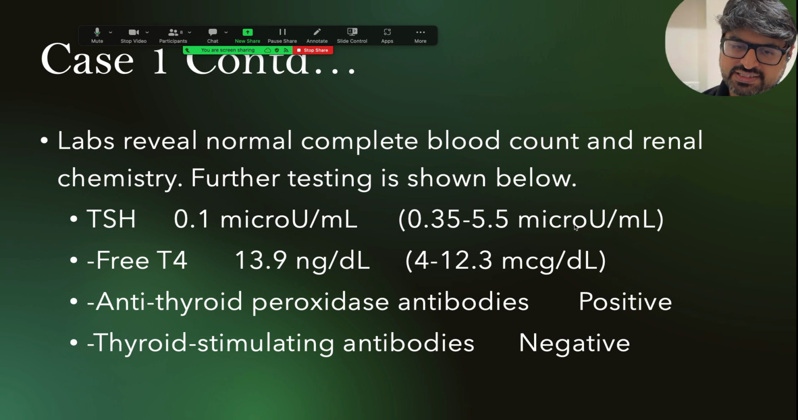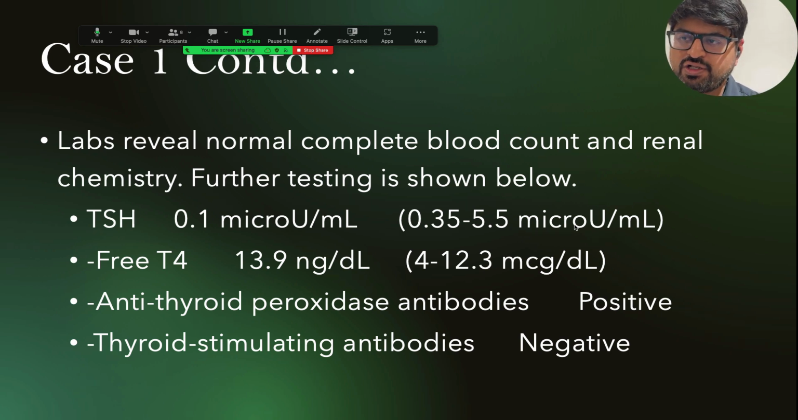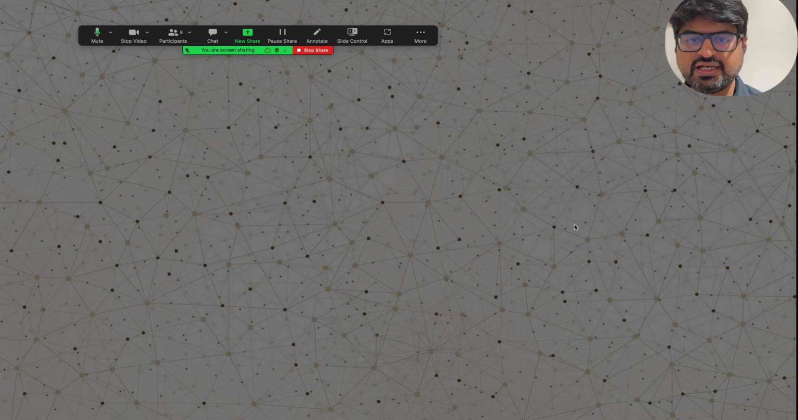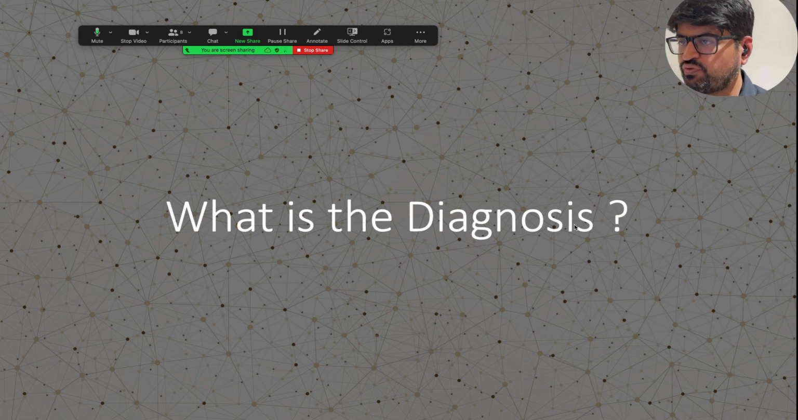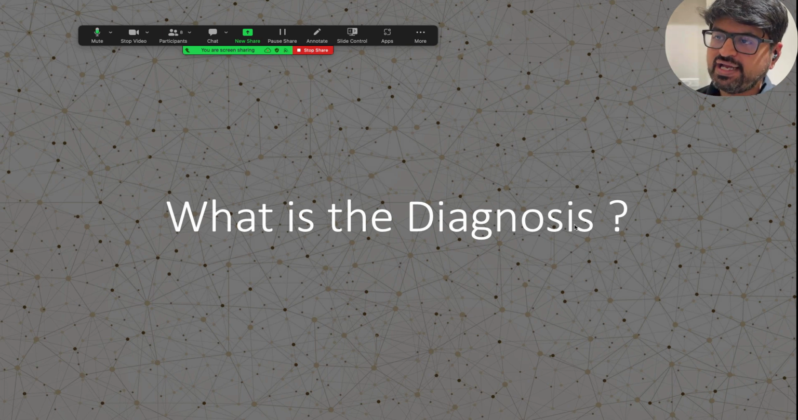Now, in the ER, some tests are done, CBC and a lot of other tests. The tests which stand out are that the patient has a TSH of 0.1 and a free T4 of 13.9, so free T4 is slightly on the higher side. The anti-TPO antibody is positive, and the TSH receptor antibody or TSH stimulating antibody is negative. So this is the clinical case scenario. Now, the question is, what is the diagnosis? I'm sure in your practice as well, you would encounter similar cases. Like I said, this is moderate in complexity. In fact, I asked this question to an audience of endocrinologists as well, and a lot of people did not get the right answer. So let's see if AI can give us the right answer.